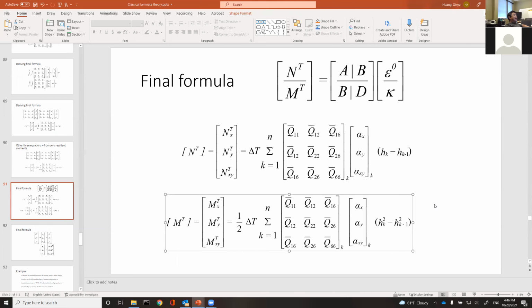Now, once your NT and MT are calculated, you can solve for this vector here, epsilon and kappa. These are the thermally induced deformation and warping. You solve this matrix equation exactly the same way as you solve the laminate deformation under internal load. You're just using a hypothetical thermal load.